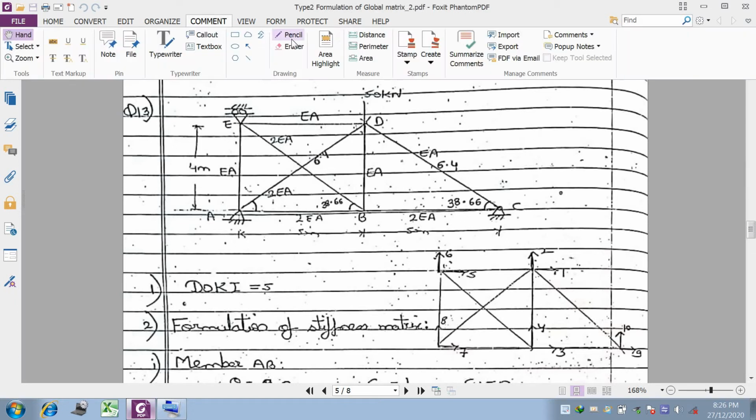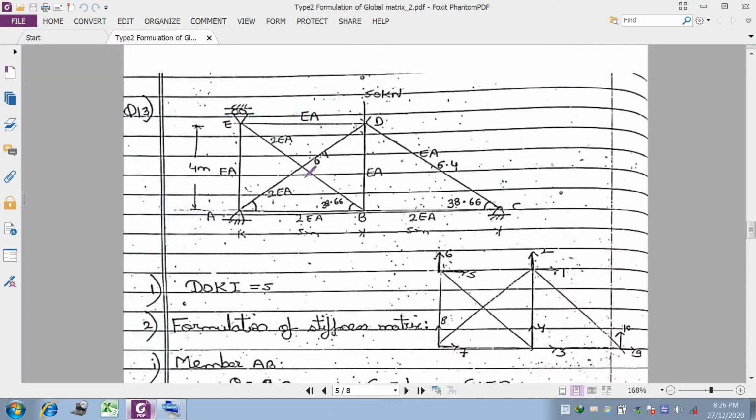Today we will see another example of type number 2 of the structural analysis of a truss element, for the formation of a 6 by 6 matrix. As shown on the screen, this is a pin jointed truss, which has supports A and C as fixed supports, whereas support E is a roller support. Based on that, we have to calculate the degree of kinematic indeterminacy in the structure, and based on it, we have to form the global stiffness matrix. Let us see how to analyze this numerical.